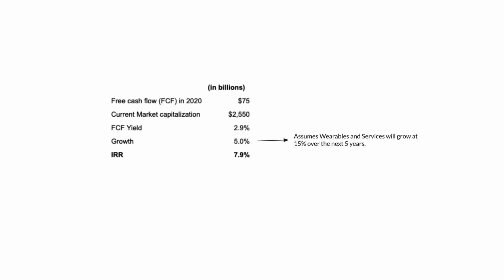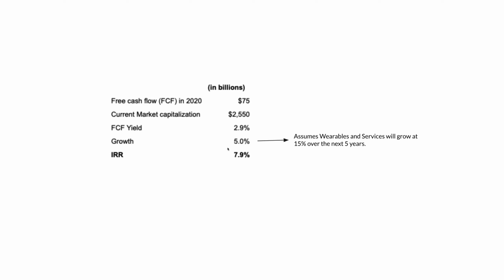So I've kept it simple. Free cash flow, that is cash flow that Apple generates after investing in the business, is 75 billion. Its current market cap is 2.5 trillion. So if you put 75 at the top, for what I'm buying, I'm getting close to a 3% yield, 2.9% yield.